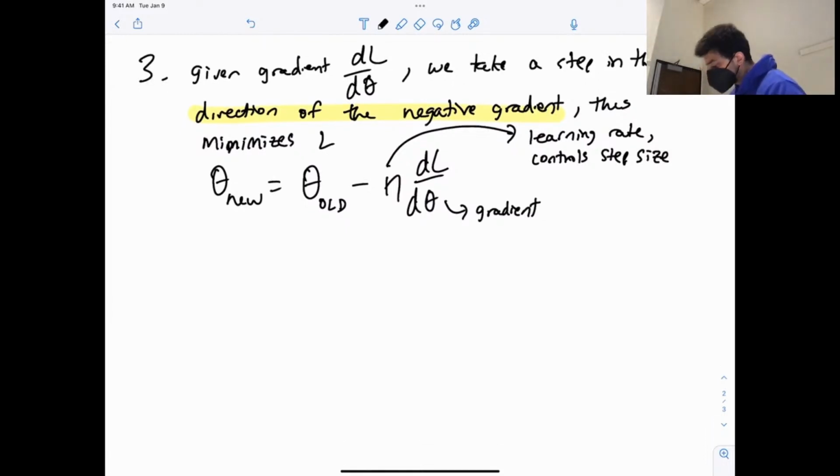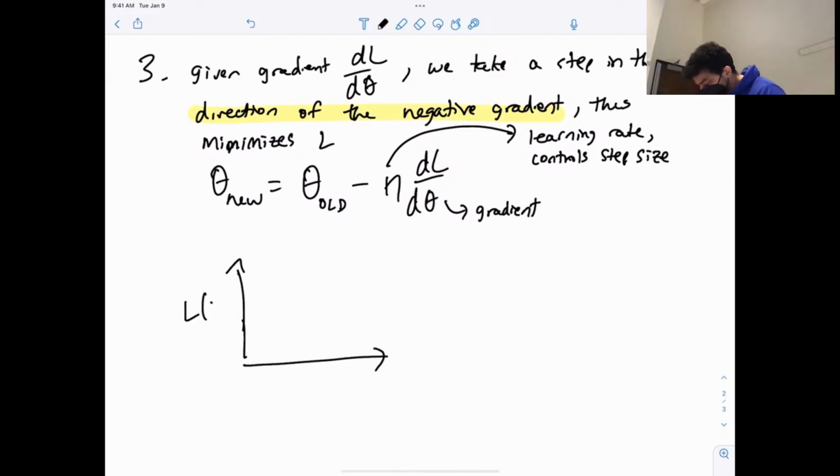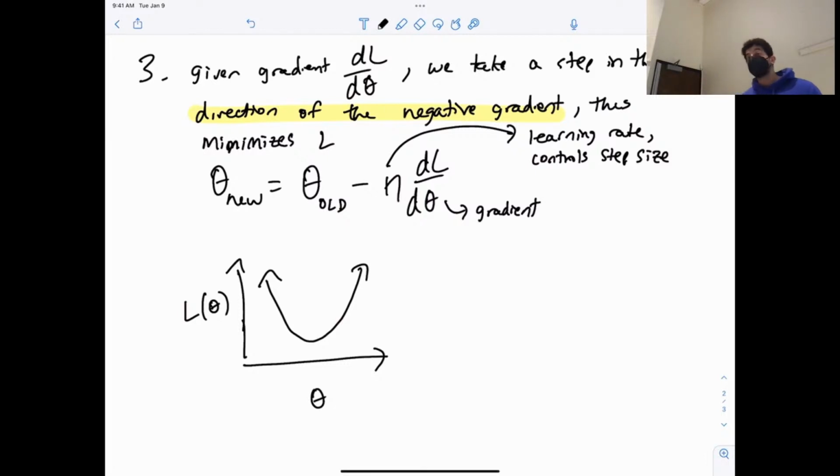So let's just assume I have one parameter in my network, and I have a loss function. So I can plot this in 2 dimensions. So here is my loss function on the y-axis, and then the value of my parameter on the x-axis. So let's say the loss function looks something like this. Obviously, my goal is to get to the bottom of this, which is the minimal loss, right?